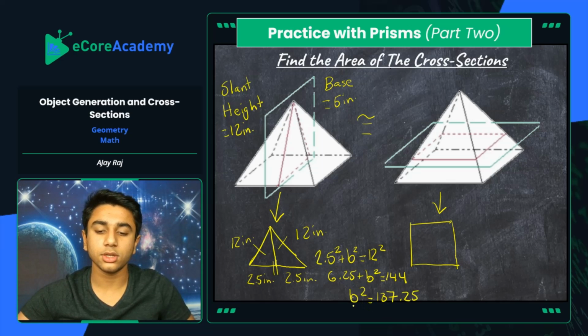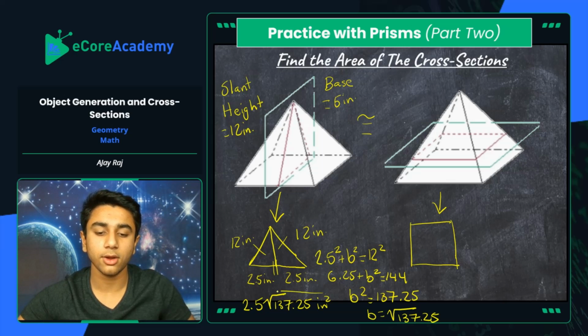and then we're just going to square root both sides, and we get that b equals the square root of 137.25. And since we know that our base here is going to be 2.5, we're just going to say that our final value is going to be 2.5 root 137.25 for our area, so inches squared. That's going to be our area of this cross section right here.